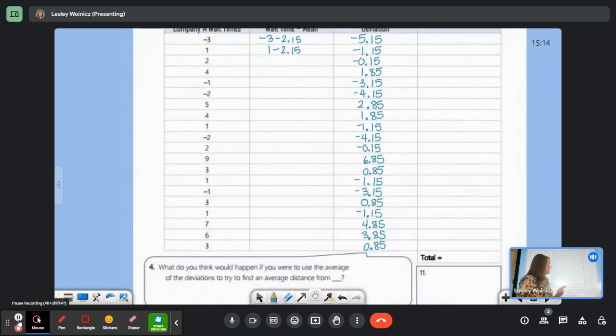Okay, number 4 says, what do you think would happen if you were to use the average of the deviations to try and find an average distance from your mean? That should be a little x bar on the blank. So if we added these all up and then divided by how many there are, I think there's 20, what would we get?